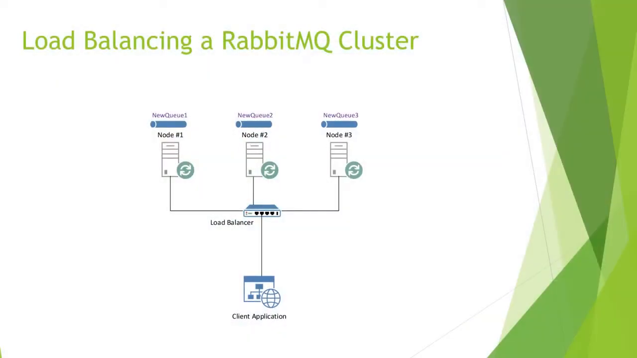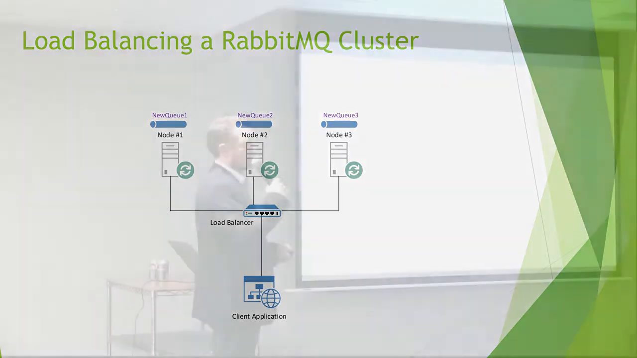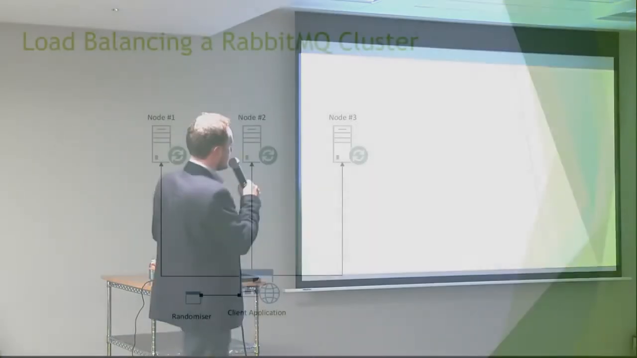So, what's the solution? Well, we can define it at an application level and say, okay, I'm going to increment these or give them unique names. So instead of Q1, I'm going to have new Q1, new Q2, new Q3. I'm going to explicitly install or configure them on node 1, node 2, node 3, respectively. I'm going to ignore the load balancer, and my client application is going to know exactly where they are.